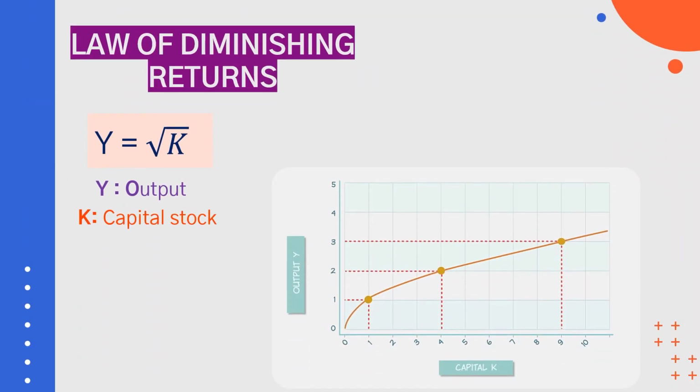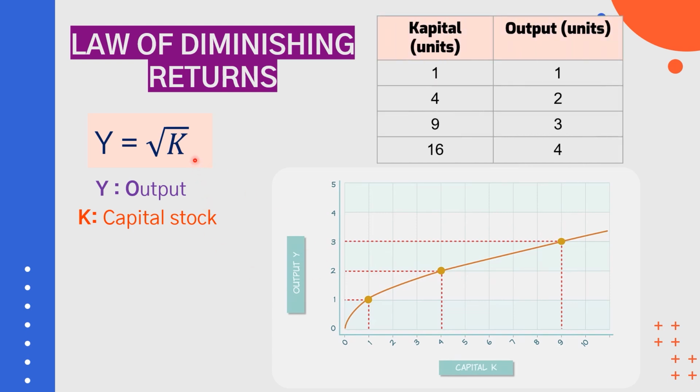Mathematically, the principle can be explained through the production function, where output depends on capital and labor. Here we have the case of capital, which is described as the square root of the capital volume. So adding an additional unit of capital leads to a smaller and smaller increase in output.